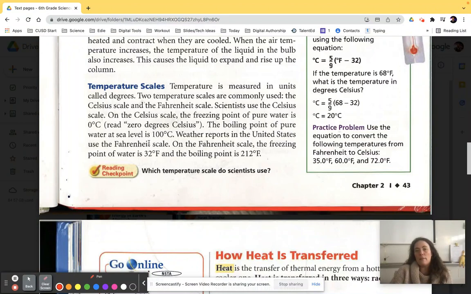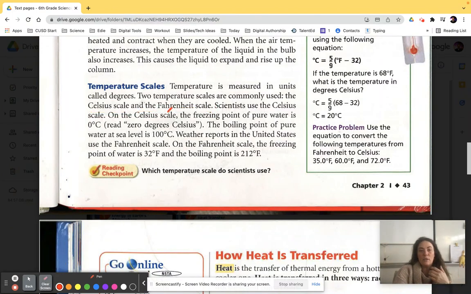Now, we've talked about a couple of temperature scales before. Temperature is measured in units called degrees. There are two temperature scales commonly used. We have talked about the Kelvin, but mostly we use the Celsius scale and the Fahrenheit scale. In science, we mostly use the Celsius scale.